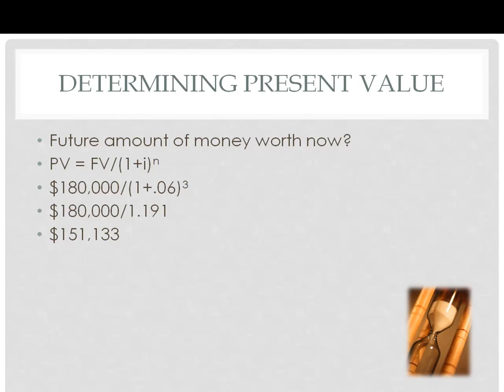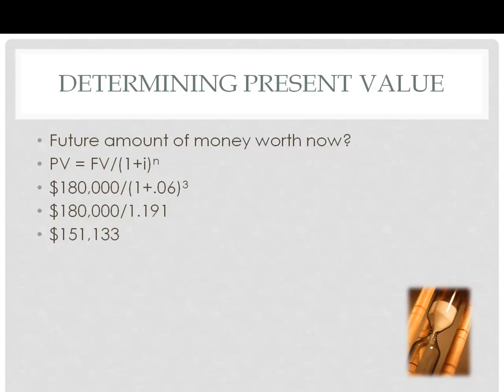Now, present value is just the inverse. It's what a future amount of money is worth today. So this formula takes that predicted future value and divides it by 1 plus i to the power of n, where i is the interest and n is the number of time periods. So let's say in this example that you predict a solution will be worth $180,000 in 3 years. Well, it would be 180,000 divided by 1.06 to the power of 3 for $151,133.